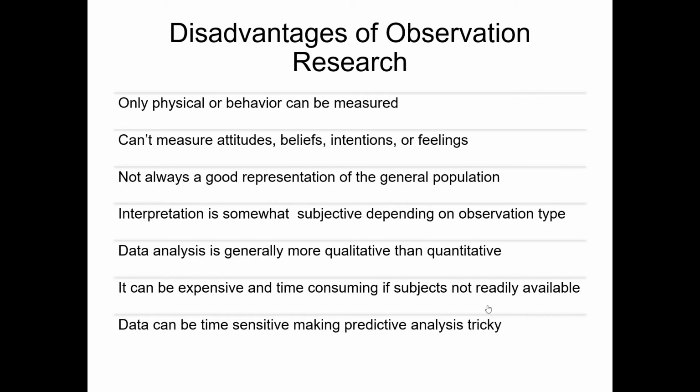And again, associated with the type of observational research, the data analysis could be more qualitative than quantitative. For example, focus group research, especially with a small sample size, could be more qualitative than quantitative. Make sure that you don't confuse these two words. It's very, very important. And also, observational research can be very expensive and time-consuming if subjects are not readily available. So obviously, that's a bigger barrier to observational research, the cost and time.